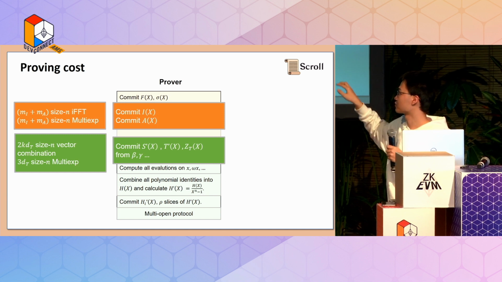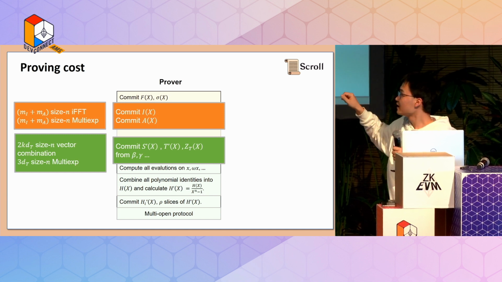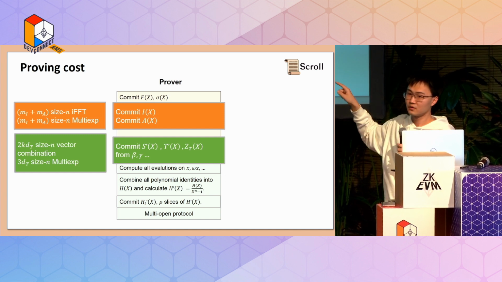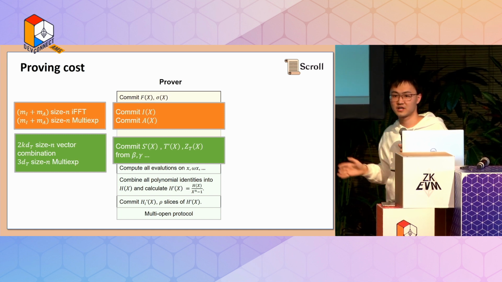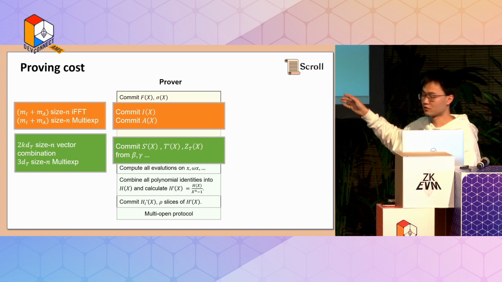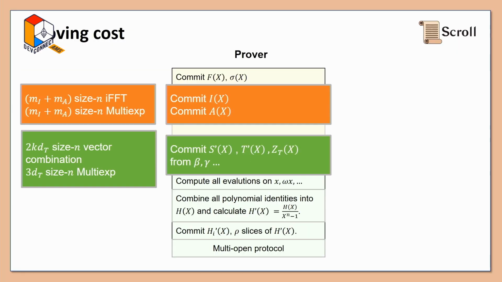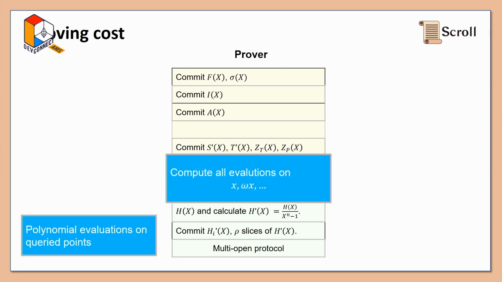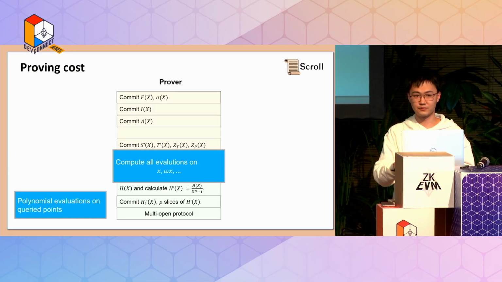You need that number of FFTs, and then you also need a similar number of multi-exponentiations for doing the KZG commitment. And for lookups, you also need that number of multi-exponentiations to commit to those intermediate polynomials. And then when you open, you need to do polynomial evaluations on your query points. That's the third dominant part: polynomial evaluations, evaluating at some random queries.